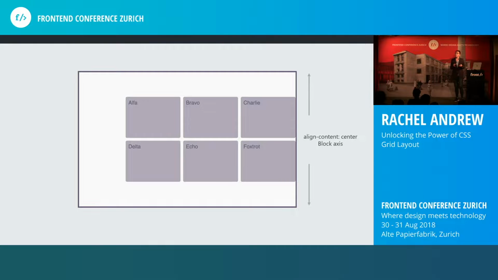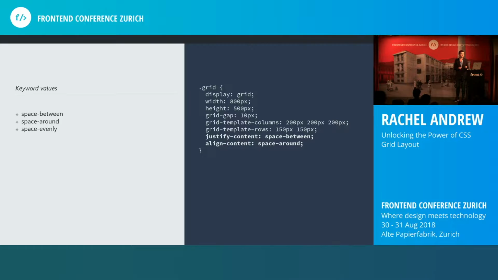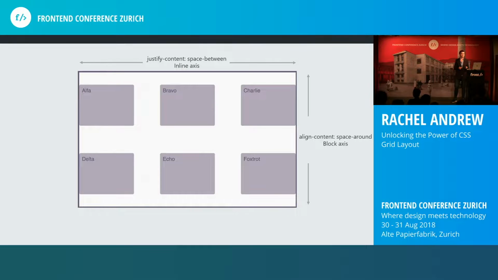We decide where we want our tracks, and therefore what happens with the leftover space, which is really just like in Flexbox. We can use the keywords space between, space around, or space evenly. Again, you'll have used these if you've used Flexbox, so we can use those with grid tracks too. Here we're doing justify content space between on the inline axis and align content space around on the block axis. So our free space is being divided up and shared out.